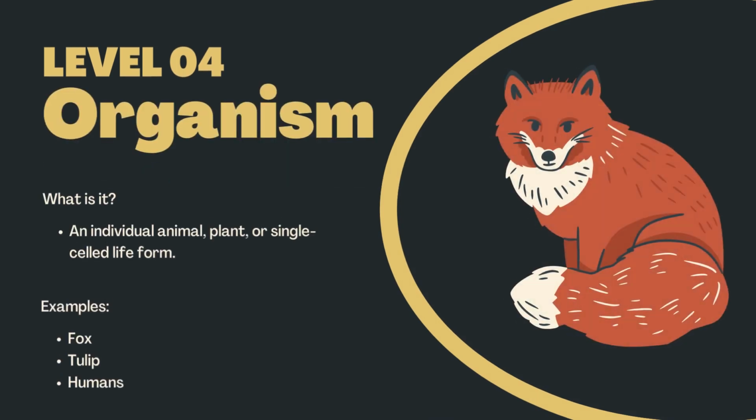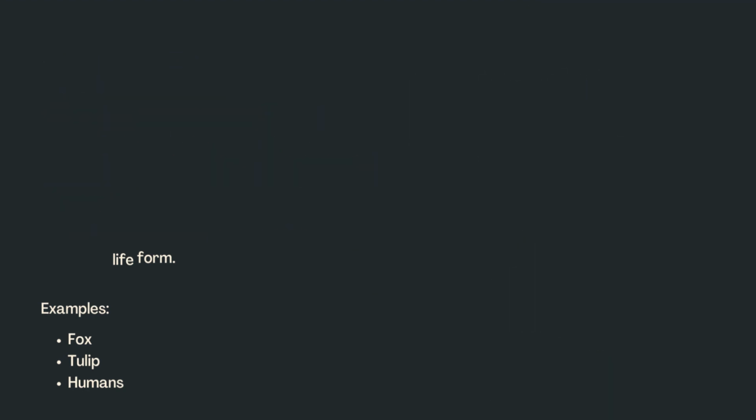Now moving on to the basics, an organism. An organism is an individual, such as an animal, plant, or single-celled life form. Examples of individual organisms are foxes, tulips, and humans.